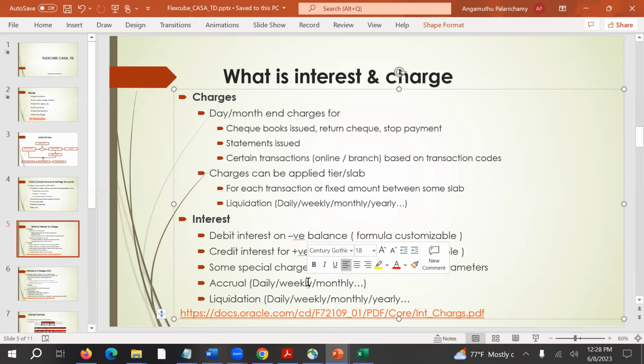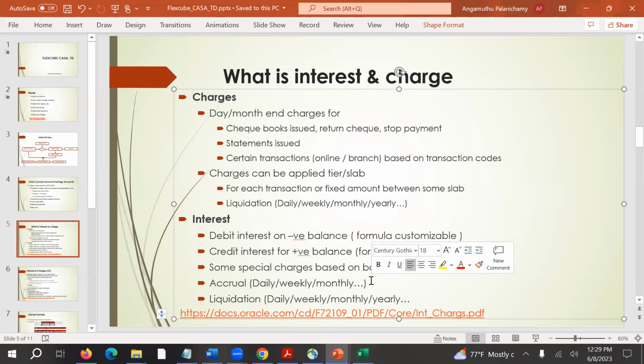And then there is a concept called accrual. This is an important term in banking. Why we are doing accrual, I will explain to you. If you have not come across it, I think most people have not come across this.